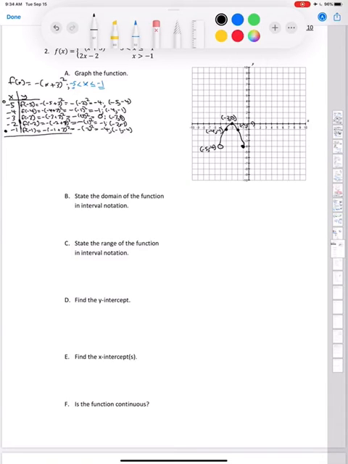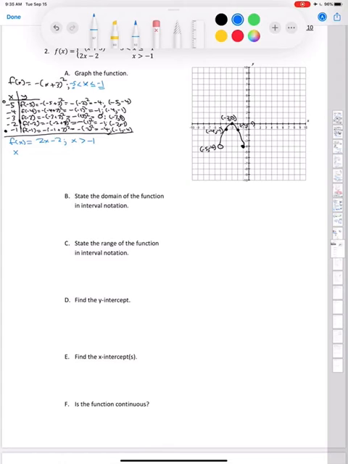All right, so now let's build the second piece here. Now we're looking at our second piece from our function. We got f of x equal to 2x minus 2 for all x values greater than -1.